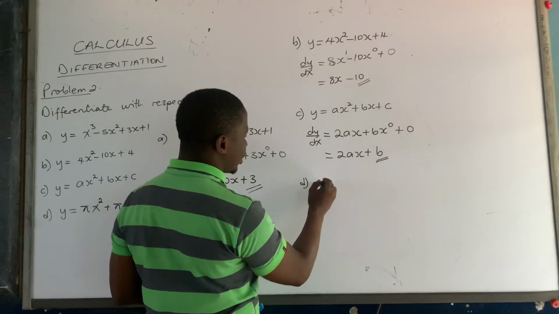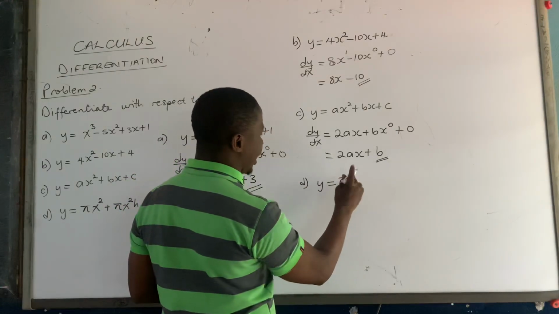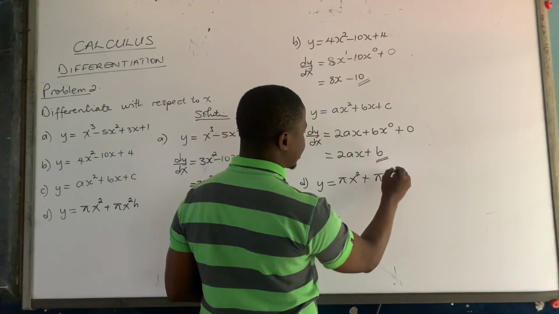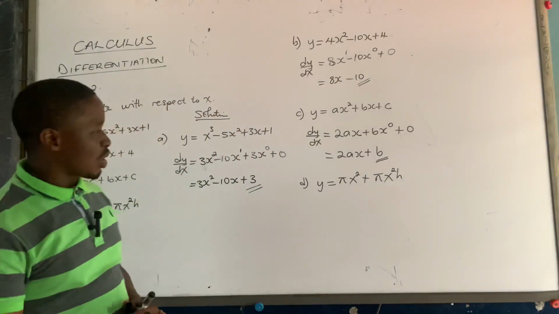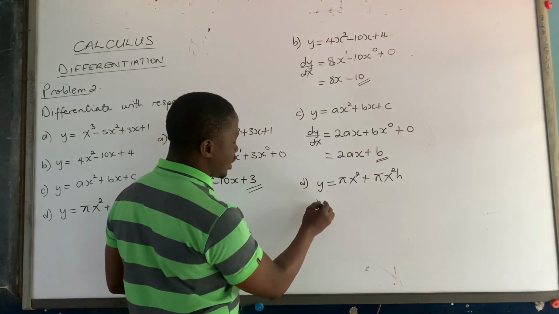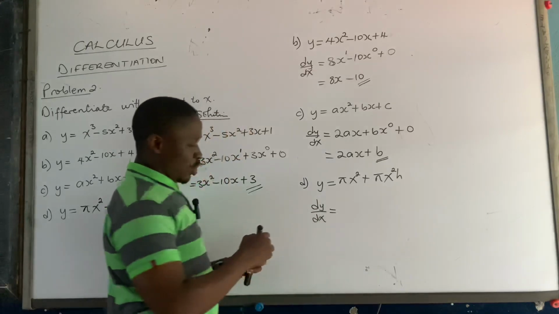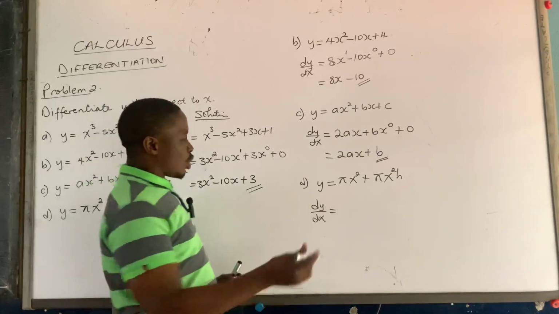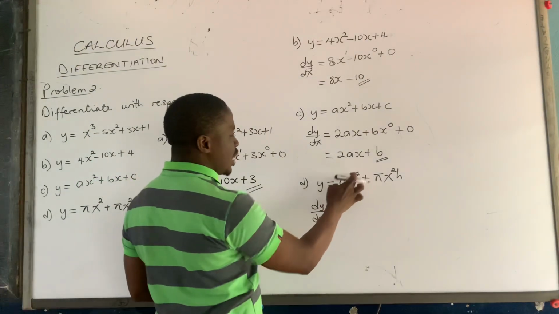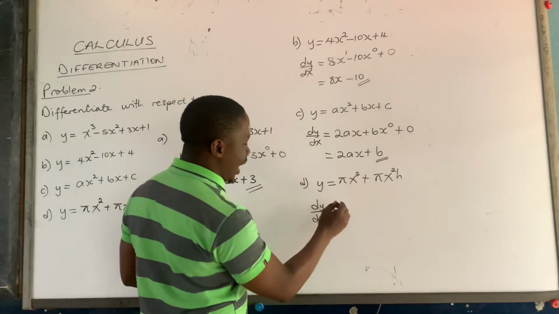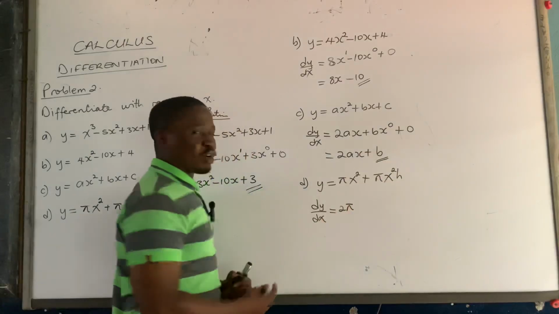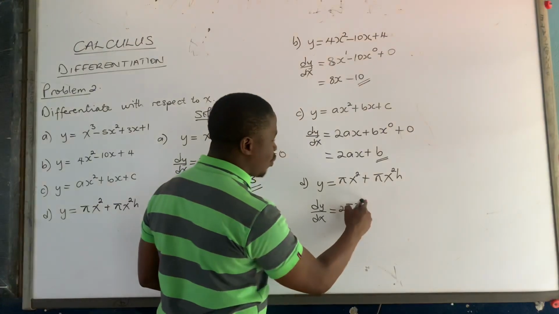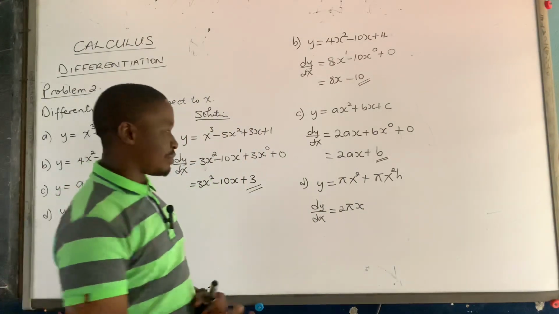So the last one says y is equal to pi x squared plus pi x squared h. Alright? We want to differentiate y with respect to x. So apart from x here, whatever value you see is a constant. So to differentiate this, the power is 2, the coefficient is pi. So 2 times pi is 2 pi. The power minus 1, 2 minus 1 is 1. So it means x with a power of 1, but we don't write that power 1.